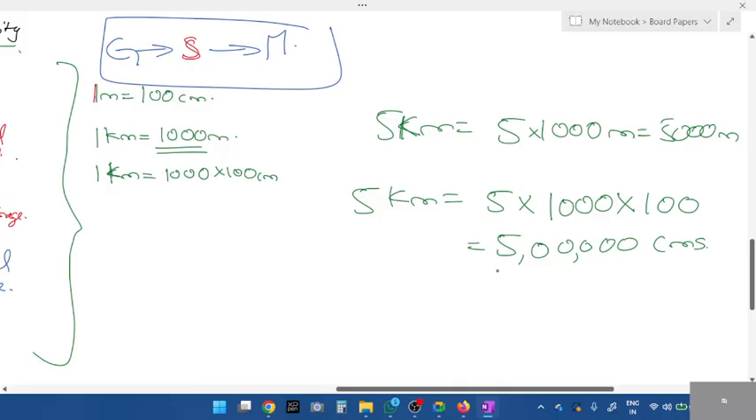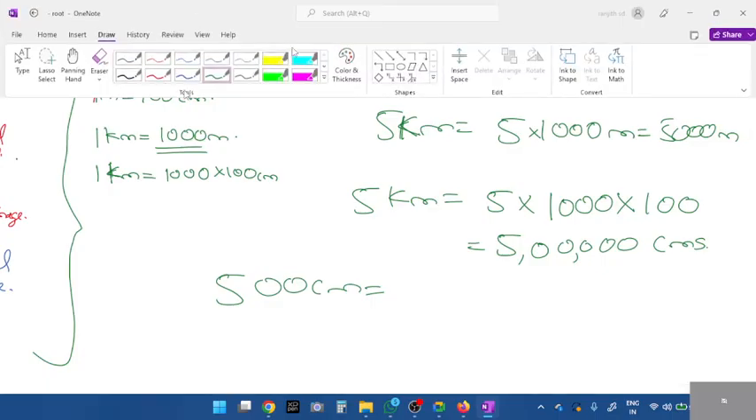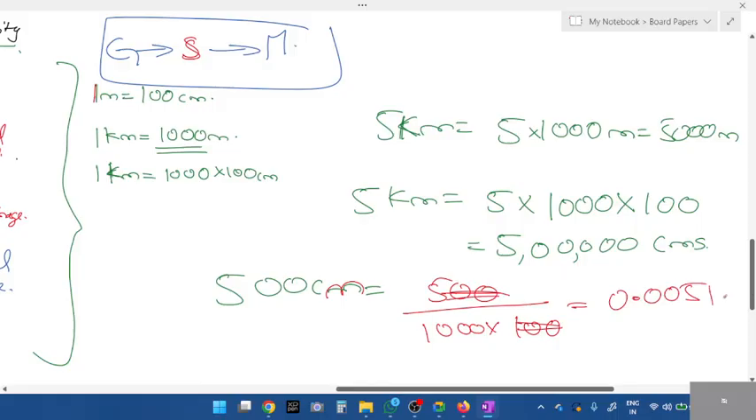Five lakh centimeters. Okay, if you want to convert 500 centimeters into kilometers, do you multiply or divide, students? From small to big. Divide. Keep 500 as it is. Divided by first 1000, then by 100. Two zeros get cancelled. What's the answer, students? 0.005 kilometers. Just practice this conversion today. Conversion is important. Solving the question is very easy.